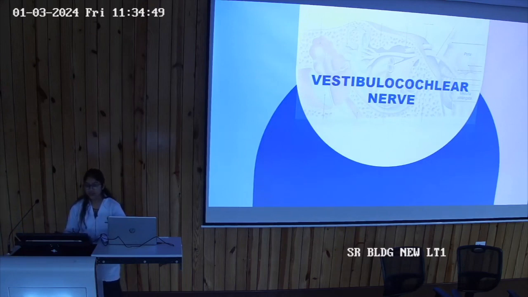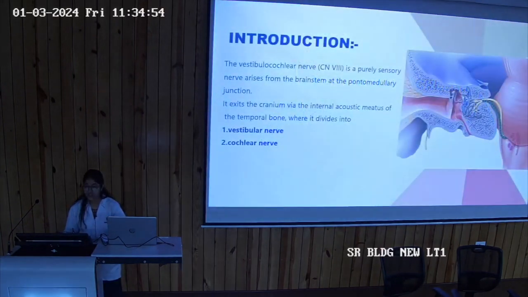Today I am going to present my topic, the vestibulocochlear nerve. The vestibulocochlear nerve is a purely sensory nerve and it's the eighth cranial nerve which arises from the brainstem at the pontomedullary junction. It exits the cranium via the internal acoustic meatus of the temporal bone where it divides into the vestibular nerve and the cochlear nerve.